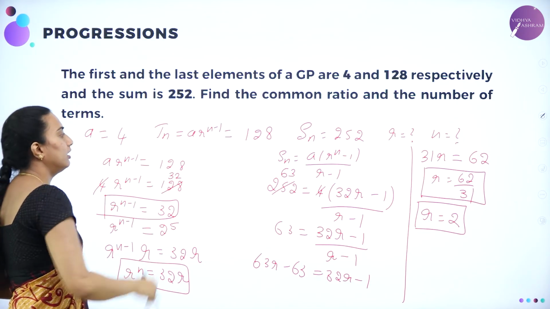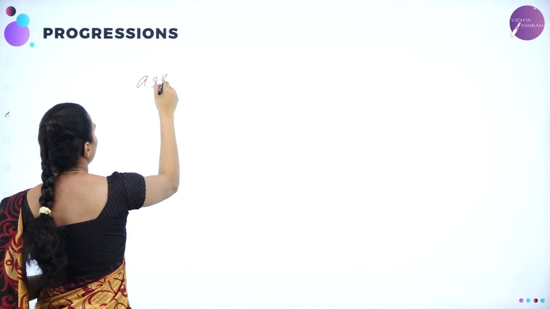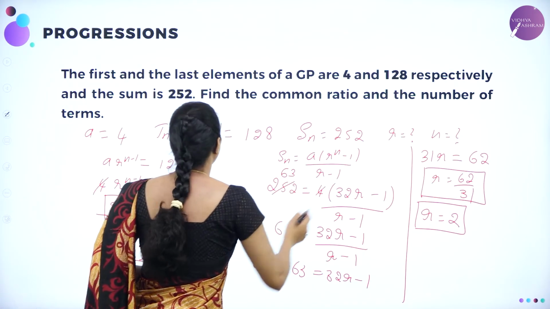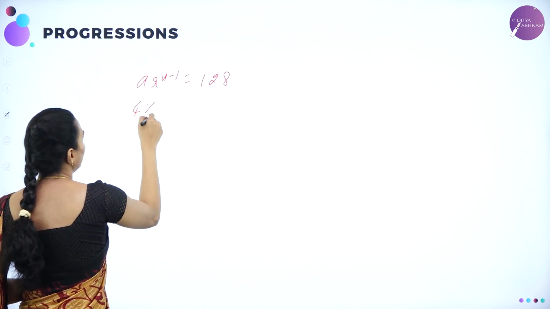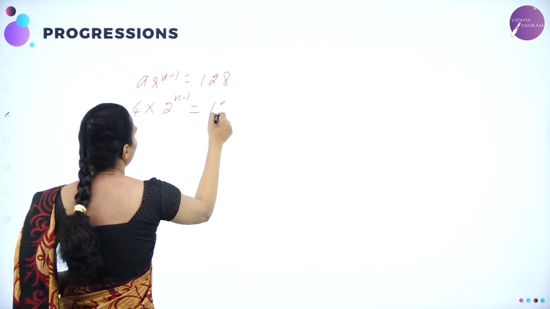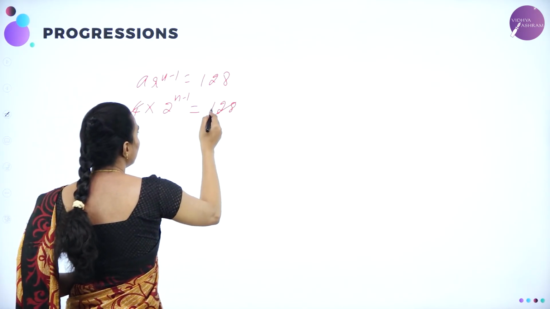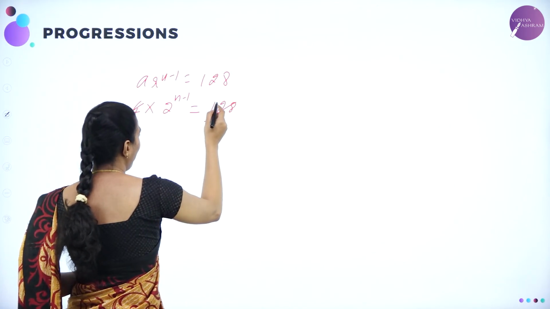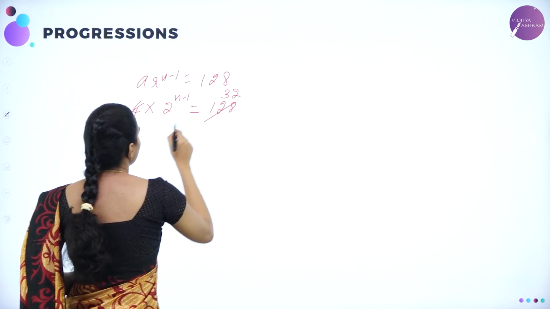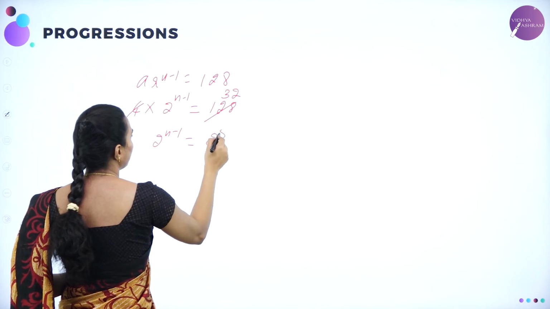By taking the nth term, you can find the a r to the power of n minus 1 is equal to 128, because we need to find n there. So, a is nothing but 4 into r, we just find 2 to the power of n minus 1 is equal to 128. Otherwise, 4 ones are 4, this we just cancelled, which will be equal to 4 32s are 128, correct? So, 2 to the power of n minus 1 is equal to 32, and 32 can be written as 2 to the power of 5.